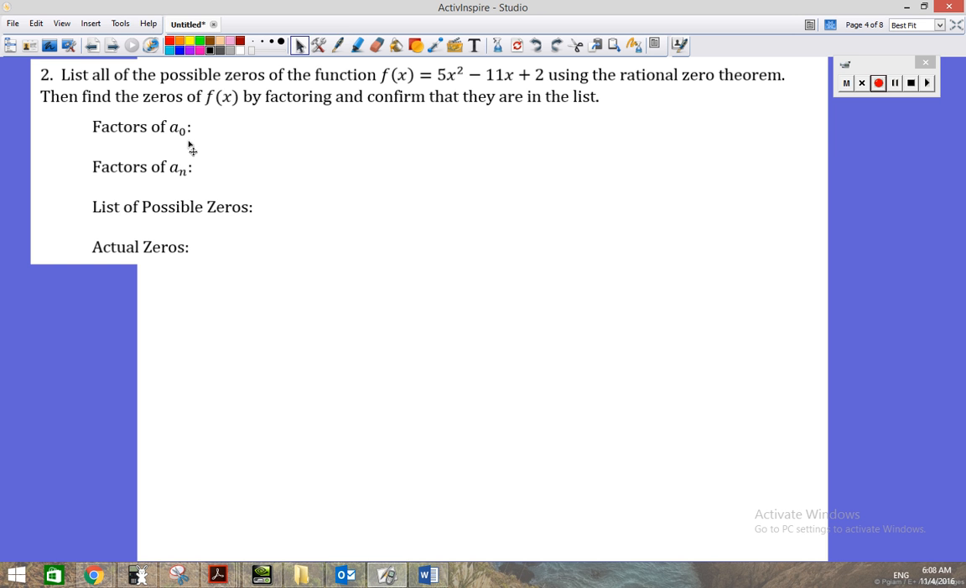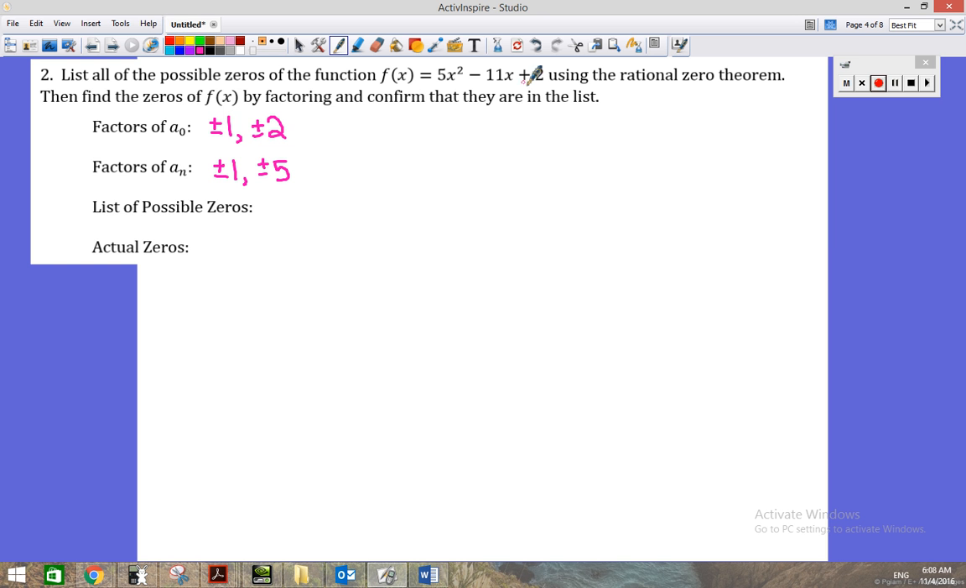So this notation, a sub naught, is the notation for the constant term when this is written in standard form. Make sure that your polynomial is in standard form, and also make sure that you look for a greatest common factor before you start looking at the factors of the constant term and the leading coefficient. So 2 is a prime number, and the factors of 2 are just simply plus or minus 1 and plus or minus 2. And the leading coefficient here, 5, is a prime number, so we just have plus or minus 1 and plus or minus 5.